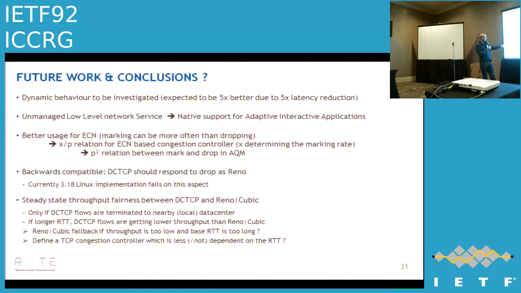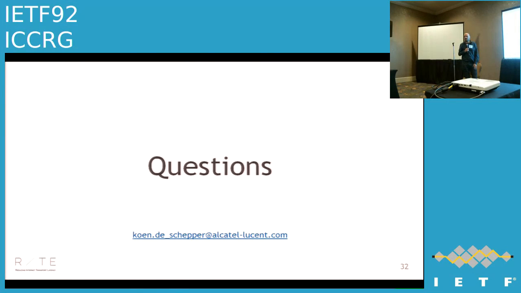So a possible solution is either the congestion controller could fall back to Reno or cubic if the throughput is too low and the base round trip time is too long. Or we define a TCP congestion controller which is less or even not dependent on the round trip time. Whether this will work, we still have to investigate as well. That's it. Next slide is questions.